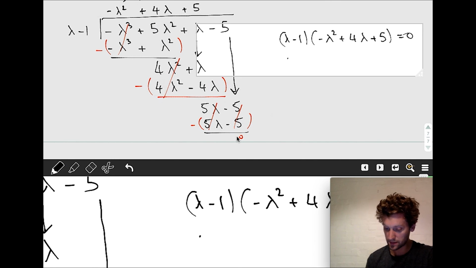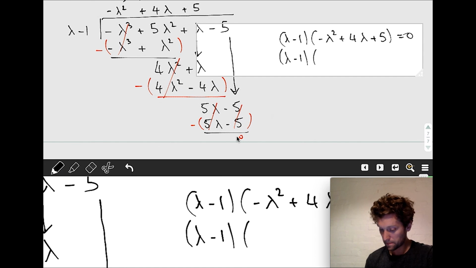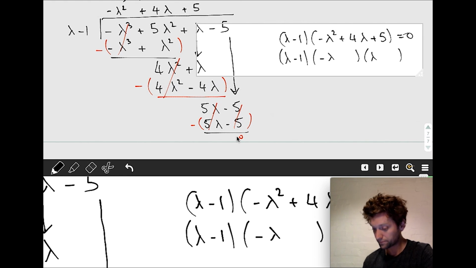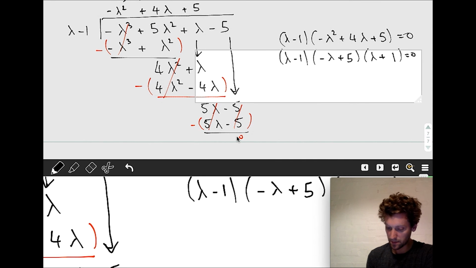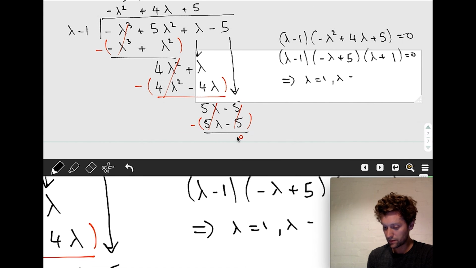I can factorize the quadratic there: minus lambda, lambda. I've got 5 and 1, equals 0. So that gives me exactly the same eigenvalues as before. Lambda is equal to 1, lambda equals 5, or lambda is equal to minus 1.